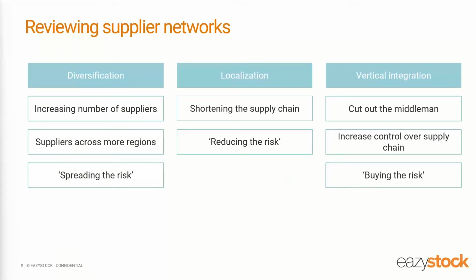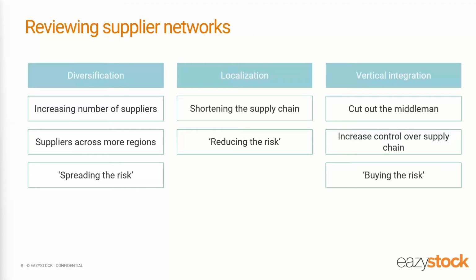So another area to focus on, and it's really fundamental to having the right stock to meet the customer demand, is really reviewing your supplier networks. I kind of break this down into 3 areas: diversification, localization, and vertical integration. They're just 3 components to think about as you start to look at this, right?